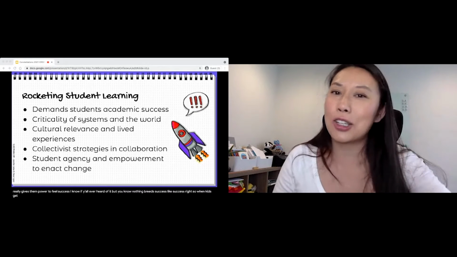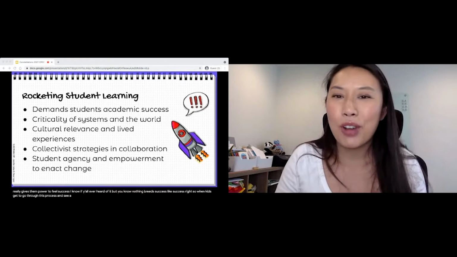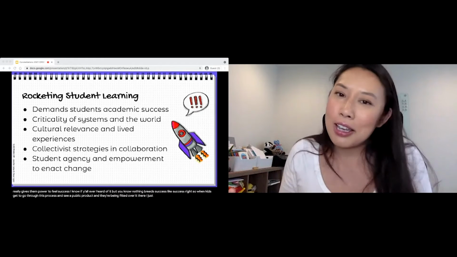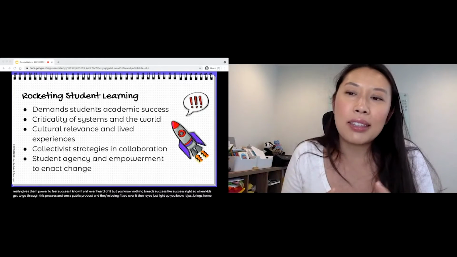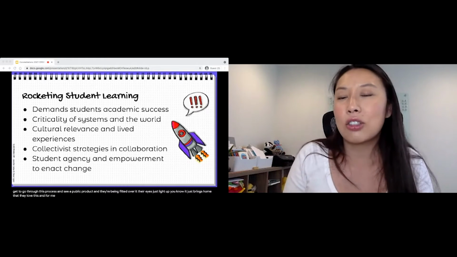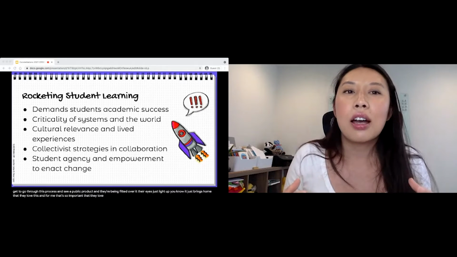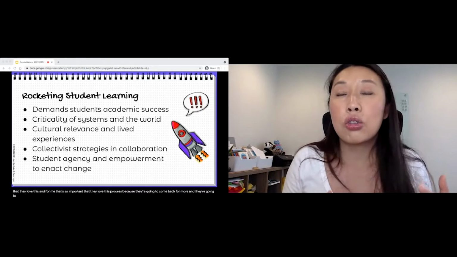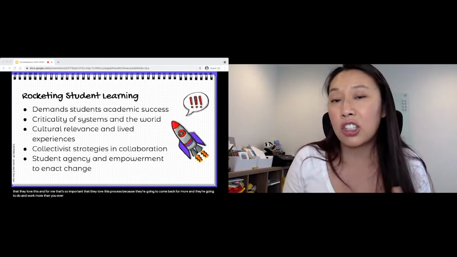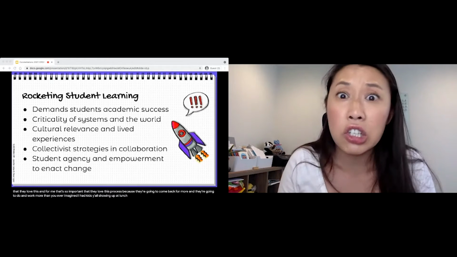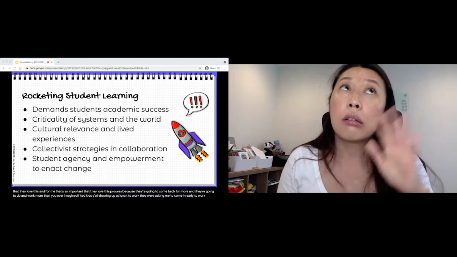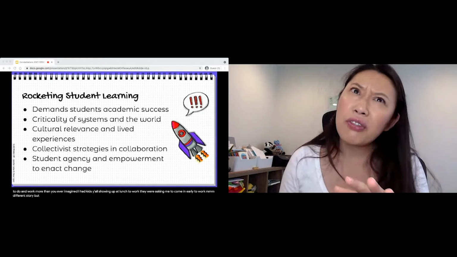So when kids get to go through this process and see a public product and they're being celebrated over it, their eyes just light up. It brings home that they love this. And for me, that's so important, because they're going to come back for more, and they're going to do and work more than you ever imagined. I had kids, y'all, showing up at lunch to work. They were asking me to come in early to work. Different story, but very flattering, right?